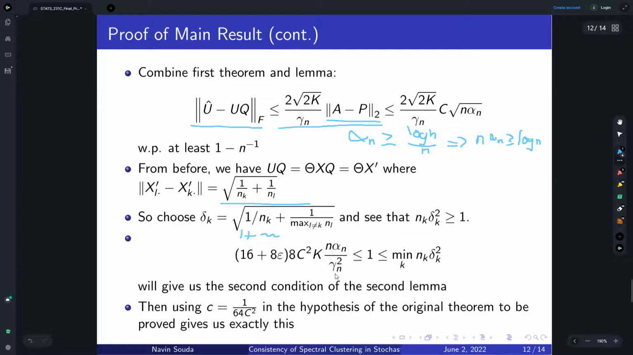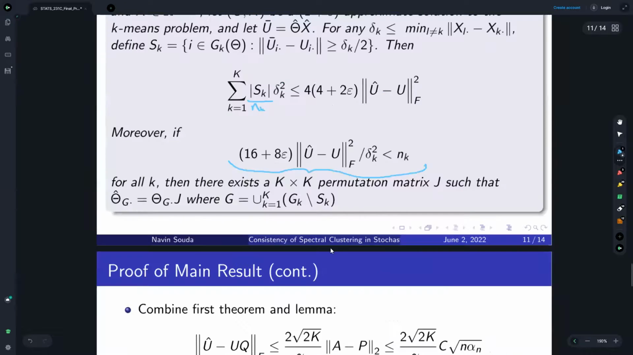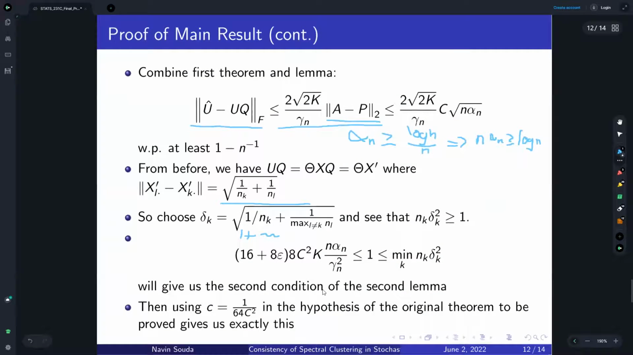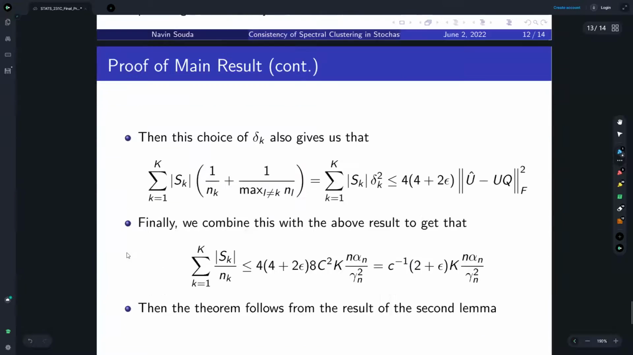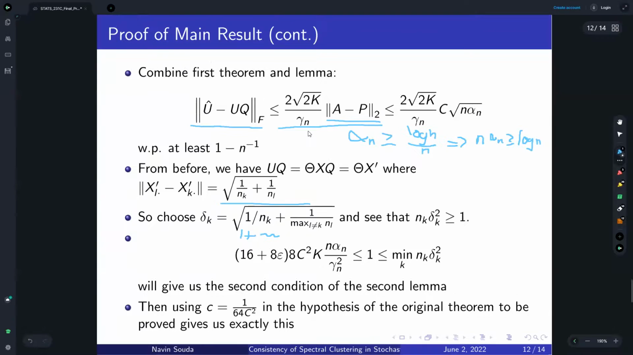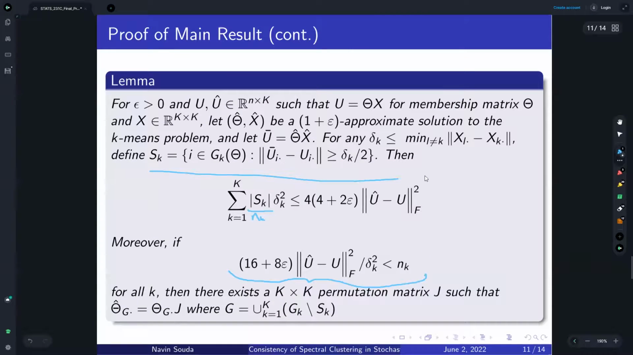Basically, this gives us this in this lemma, and so we can also see that this choice of delta k gives us that the sum from k equals 1 to K of the cardinality of S_k times, again, delta k squared, is equal to, so that's what we show here. And this follows from our definition of S_k.